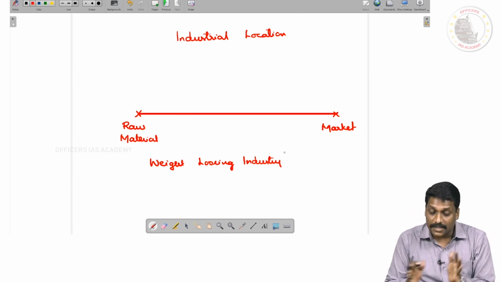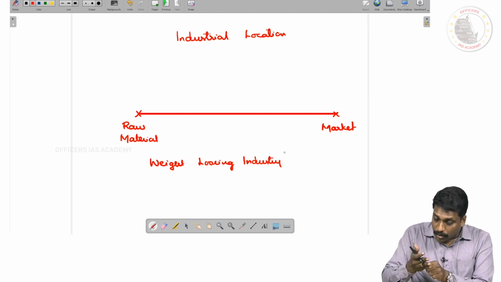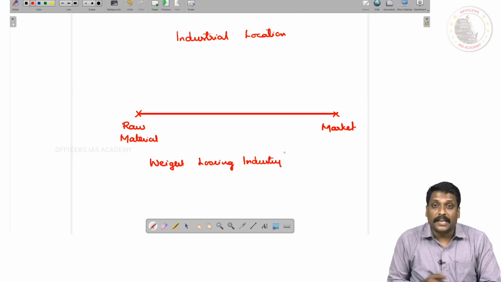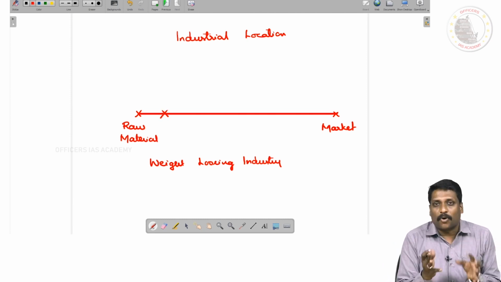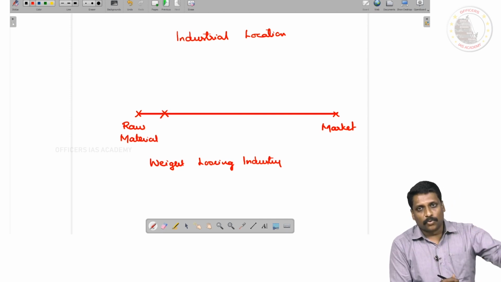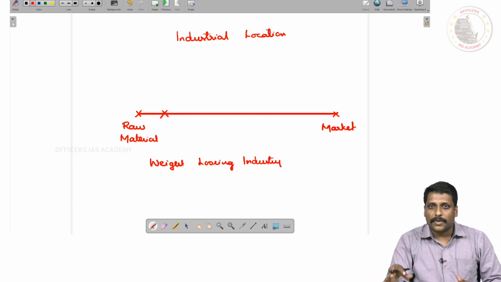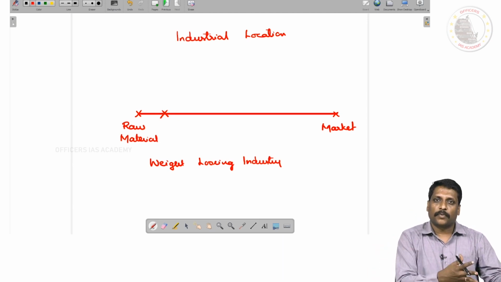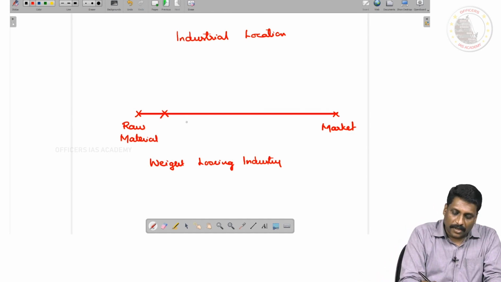If that is the case, these types of industries, which are normally weight losing in nature, are normally located very near to the place where you get the raw material. You process it, the product becomes lighter, easy to transport, transportation cost becomes cheaper, product cost becomes cheaper. Both are happy, entrepreneur and customer both are happy. As simple as this. Such an industry you call as what? Raw material oriented industry.